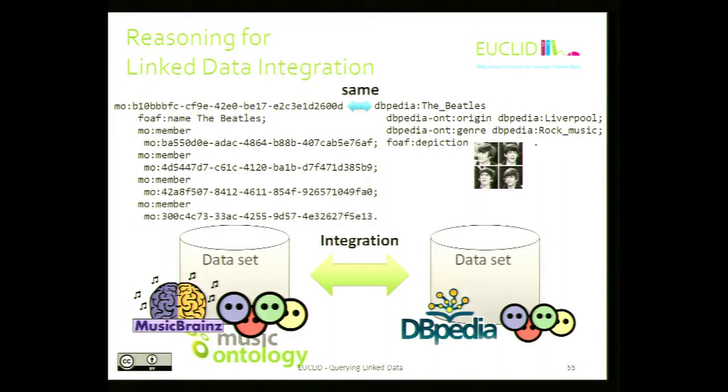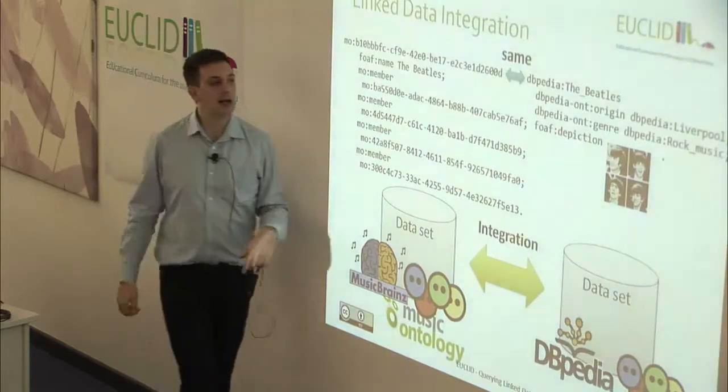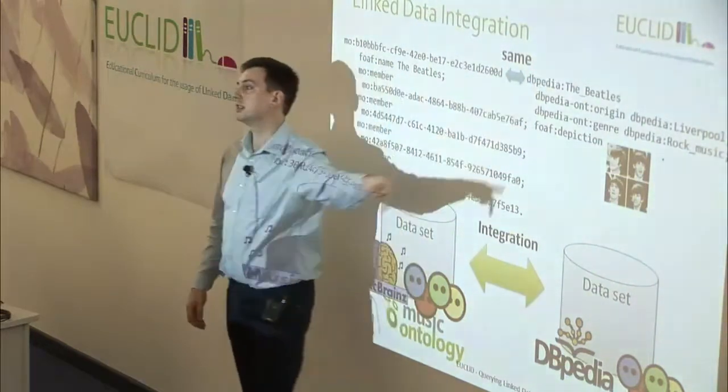And the basis for that particular use of reasoning is the ability to use OWL to say these things, although they're separate URIs, actually represent the same underlying thing. So really, they're equivalent resources. Anything you say about this one, for instance, they've released albums that have tracks on, and anything that you say about this one, for instance, they were founded in Liverpool, all of that gets merged together, whichever ID you use.